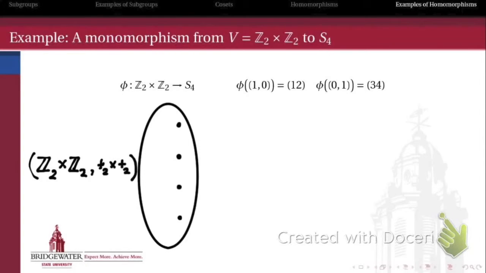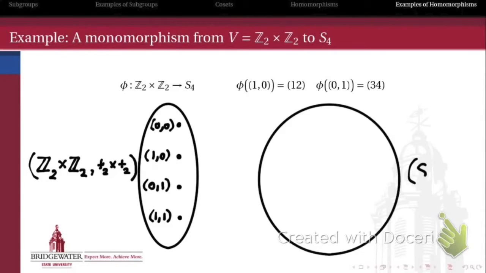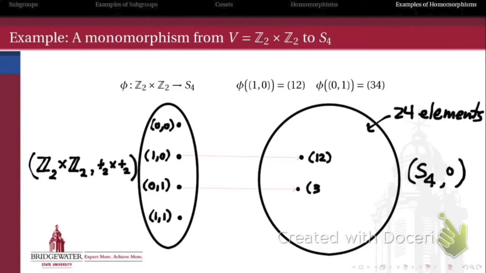So the first thing we have to ask is, in what sense does this actually define a homomorphism? Because I've only said what it does to 2 elements of the Klein 4 group on the left, when in fact there are 4 elements that I have to figure out what happens to. So we've said (1, 0) goes to (1 2), and (0, 1) goes to (3 4). So is this enough information to define a homomorphism into S4?